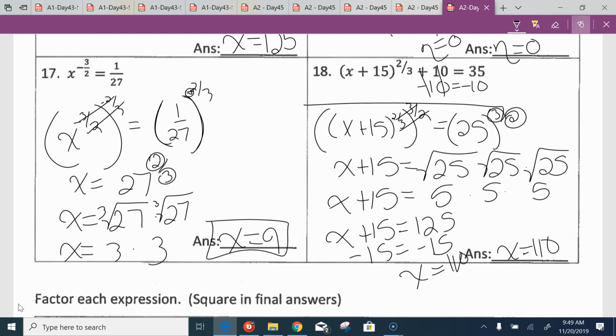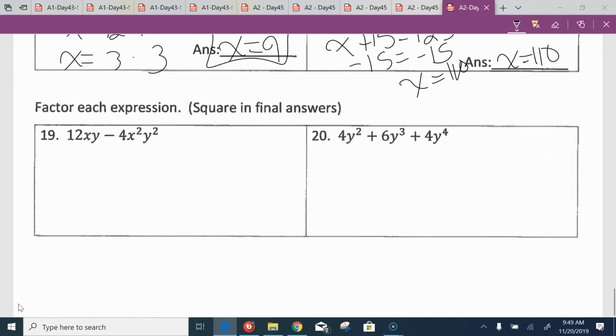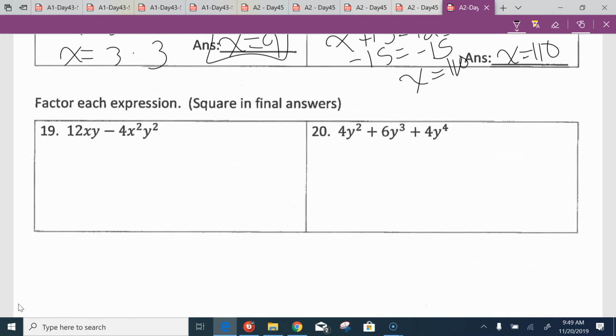All right. And then finally, our last two on factoring. Here we look for our greatest common factor in our coefficients. For 12 and 4, the biggest number is 4. So to get 12, I do 4 times 3 times that single x times that single y, minus 4 times 1 times 2 x's, because it's x squared, times y, because it's y squared.